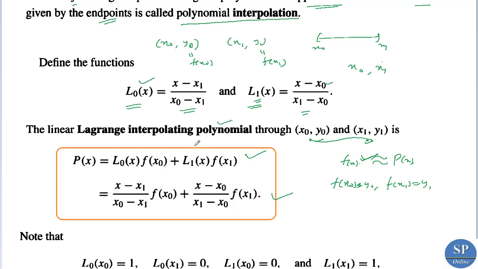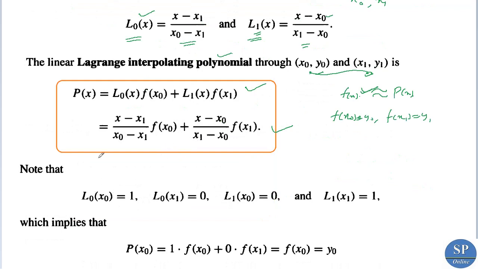Here we can see that L0 is x minus x1 divided by x0 minus x1. So L0 of x0 is 1, because L0 of x0 is x0 minus x1 divided by x0 minus x1, which is 1, and L0 of x1 is x1 minus x1 divided by x0 minus x1, which is equal to 0. Similarly, L1 of x0 is x0 minus x0, which is 0, and L1 of x1 is x1 minus x0 divided by x1 minus x0, that is 1.